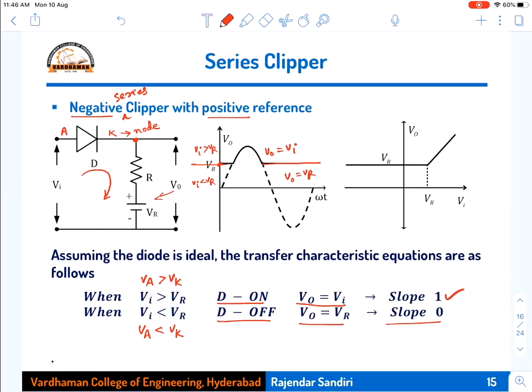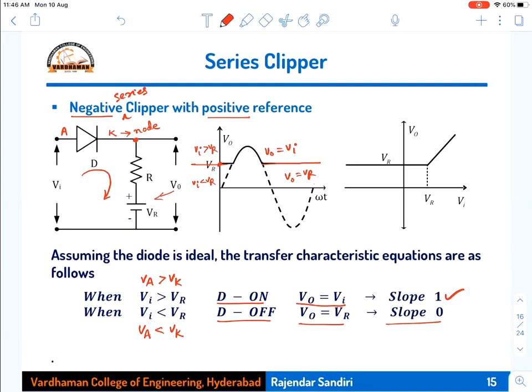Okay, so the input-output waveforms will show that for the input full sine waveform, you get an output waveform which is only some portion of the positive waveform above VR. So which portion is clipped off here? The negative portion is clipped off below VR. So negative series clipper with positive reference: the negative portion of the waveform is clipped off below VR. So that is the one.